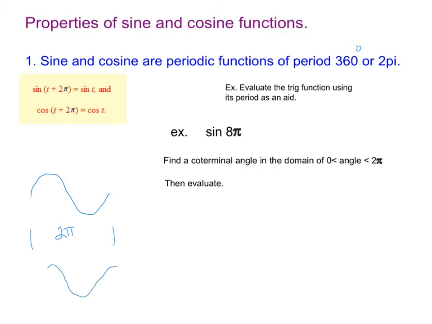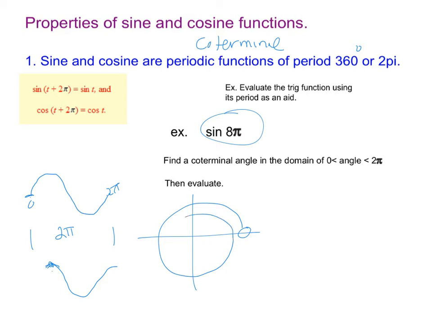Cosine just starts at the top. We're going to use that because remember that we said that at 0 and 2 pi it has the same value because they are coterminal. This is basically talking about coterminal angles. So at 8 pi, right, here I'm going to use my unit circle. Here's 0, so 8 pi, this is 2, 4, 6, 8. I end up here. So the sine of 8 pi is the same as the sine of 0, which is 0.